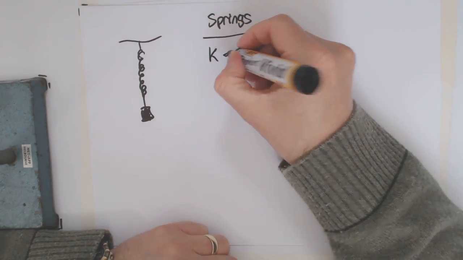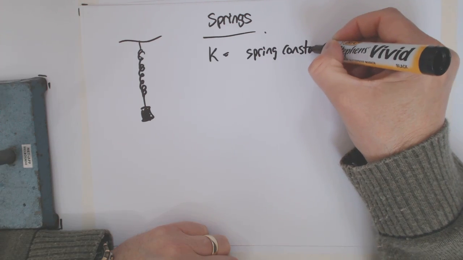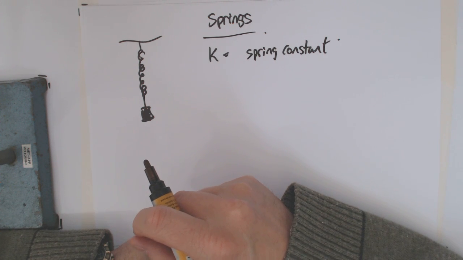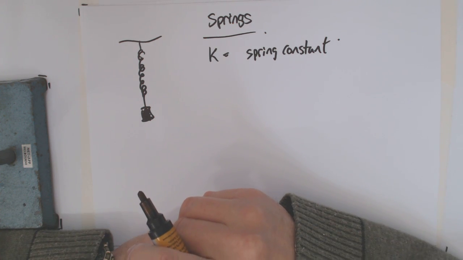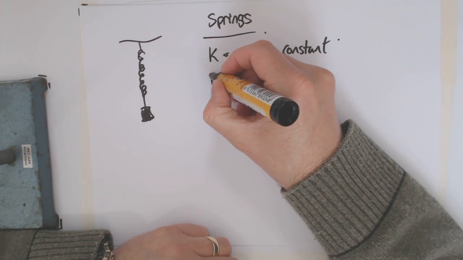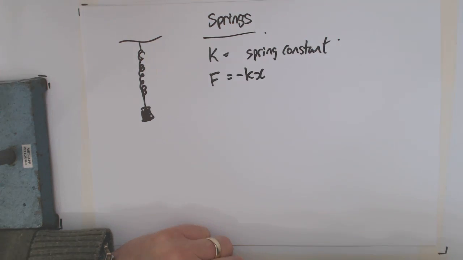One is very important, K. It's called the spring constant. It's the indication of how much force is required to stretch the spring. A big K means more force required to stretch at a certain distance. So F equals negative Kx is our normal formula.